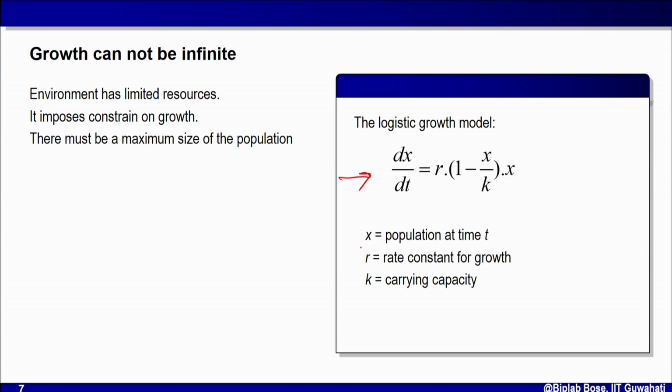Here also, x is the population at time t, and r is the rate constant for growth. So dx/dt is the derivative, which represents the rate of change of your population, and it is equal to, I have written, r into, obviously, x. In between, I have 1 minus x by k. What is k? K we call the carrying capacity.